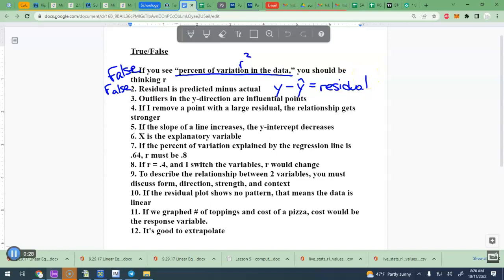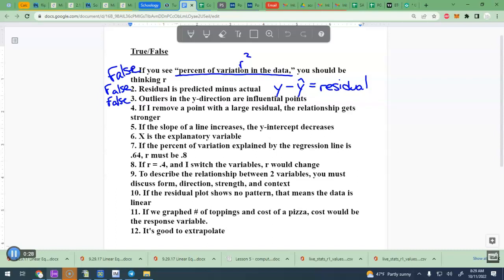Outliers in the y direction are influential points? If I have some data here, a point up there is not really going to do much. It would probably bump my line a little. But an outlier in the x direction, like over here, would do something. So it's not outliers in the y that are influential, it is outliers in the x. So 3 is also false. Question on the first 3?